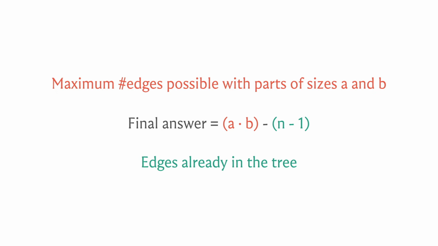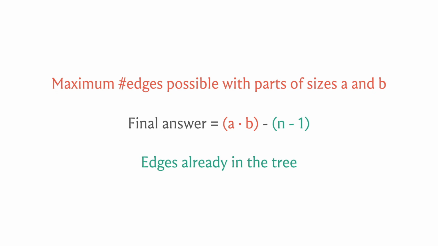So if the sizes of the two paths were a and b, we just argued a few minutes ago that the number of edges that we will have in the complete bipartite graph with part sizes a and b is exactly a times b. So that's the total number of edges that we get after doing the completion process, and we just have to remember to subtract from this n minus 1 to get to the number of edges that we actually added on top of what was there.